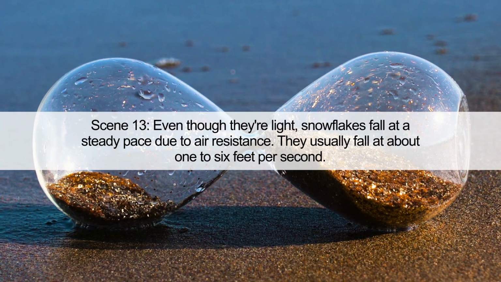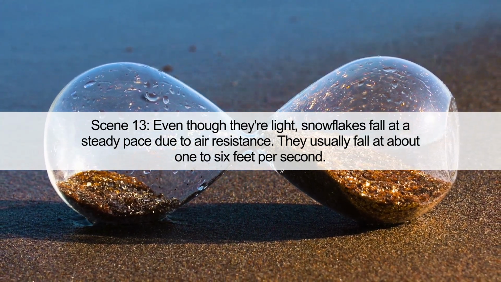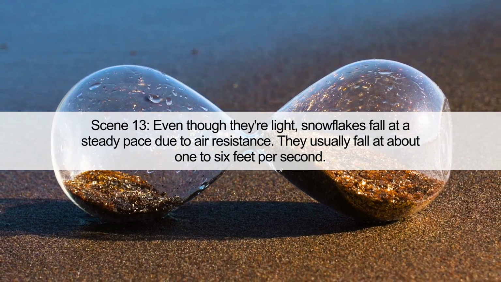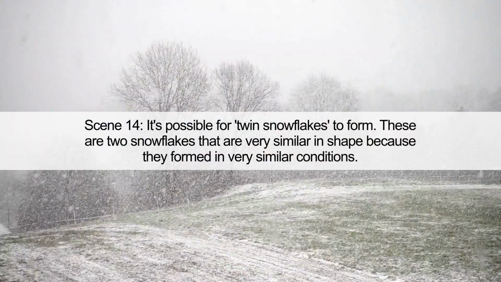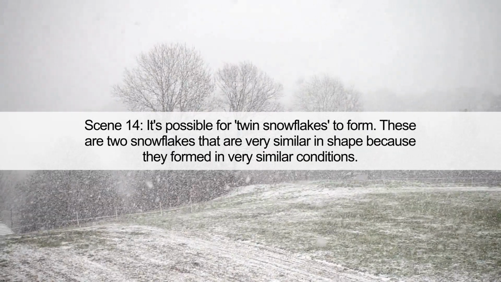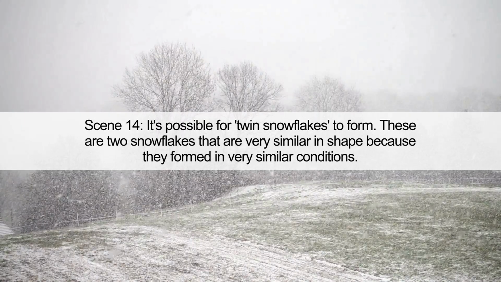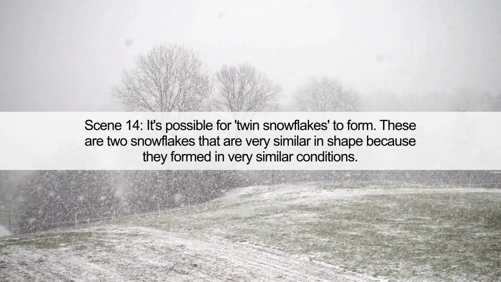Even though they're light, snowflakes fall at a steady pace due to air resistance. They usually fall at about 1 to 6 feet per second. It's possible for twin snowflakes to form. These are 2 snowflakes that are very similar in shape because they formed in very similar conditions.